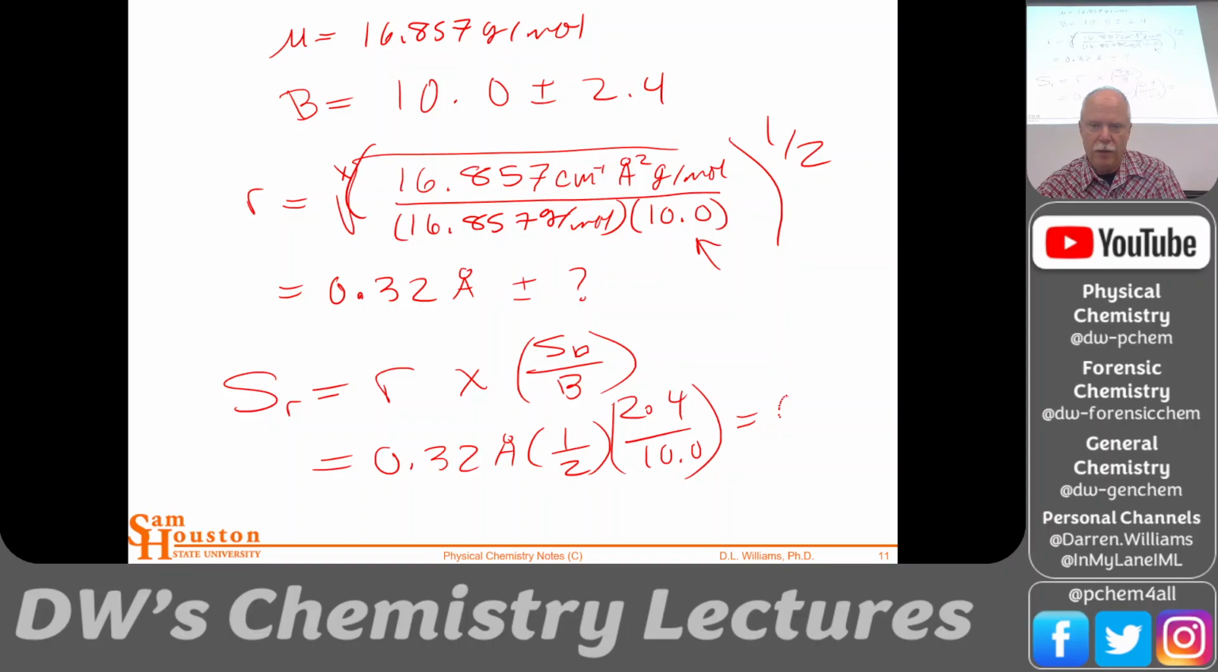0.03 angstroms. So that's how you would calculate the uncertainty in your bond length if you knew the uncertainty in your B value. And you get the uncertainty in B value from your regression analysis. You will do this exact calculation on the carbon monoxide lab. You'll get an ANOVA output with your B value in that row, and the next column is your uncertainty. You do this calculation to get your uncertainty in R.